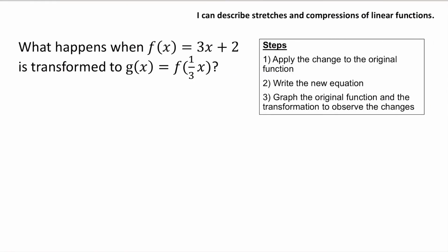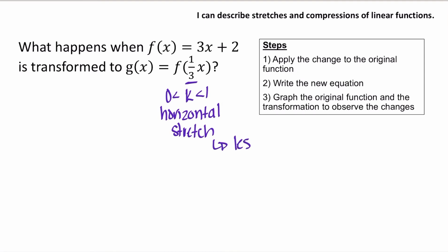So what happens when f of x equals 3x plus 2 is transformed to g of x equals f of 1/3 x? So 1/3 is my value of k, which is between 0 and 1. So that means that my graph will be horizontally stretched. So it is horizontally stretched, so that means that my graph will become less steep because it's pulled wider in the horizontal direction.